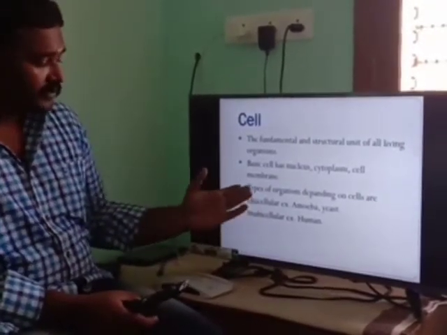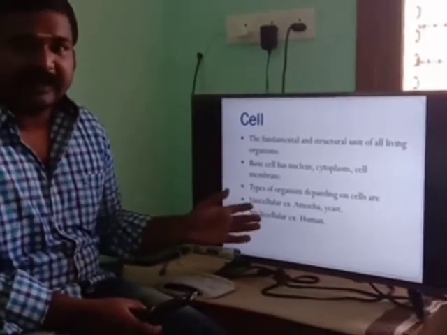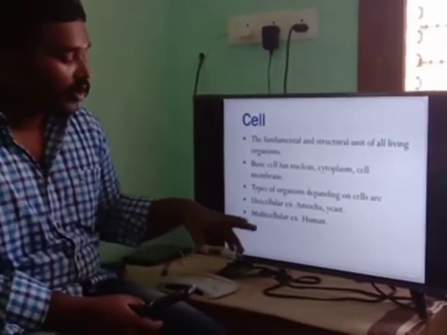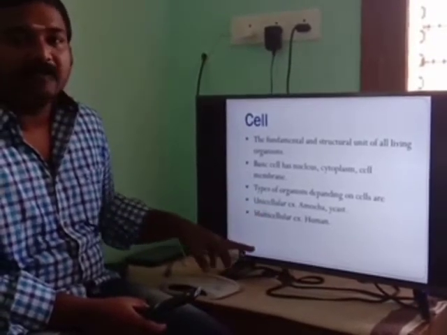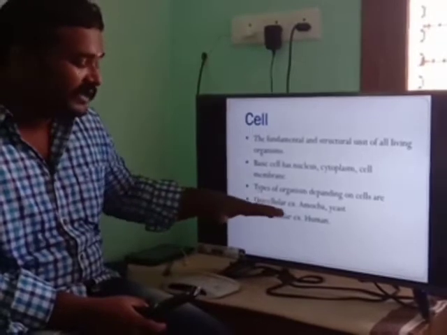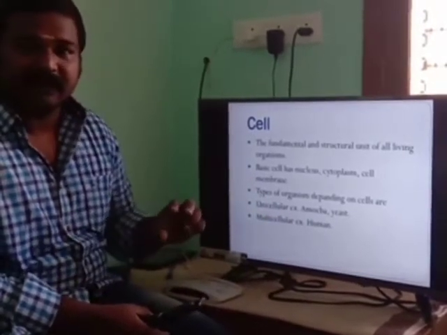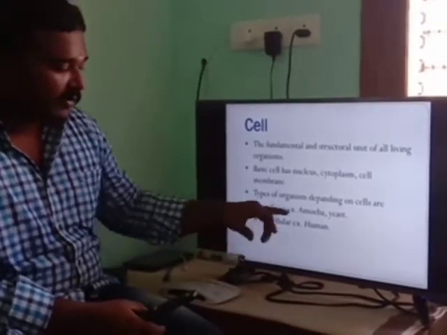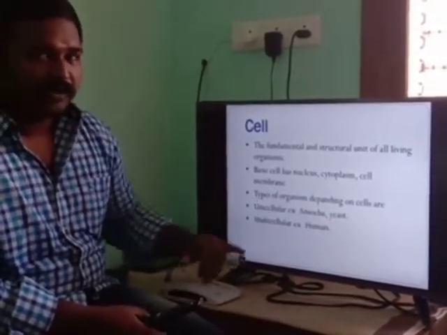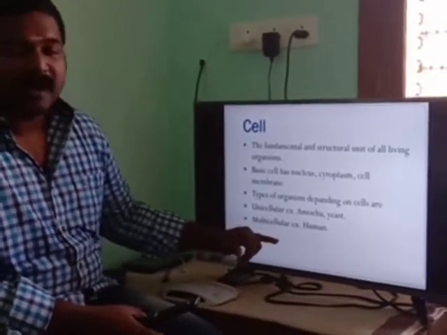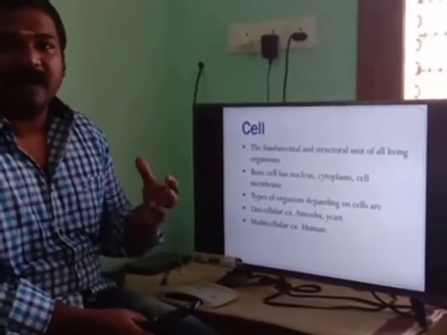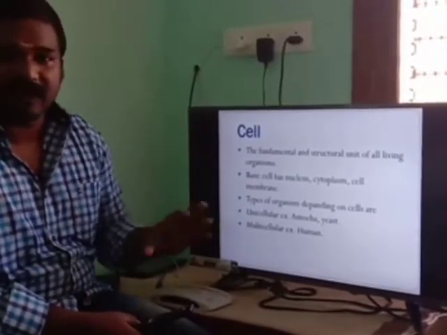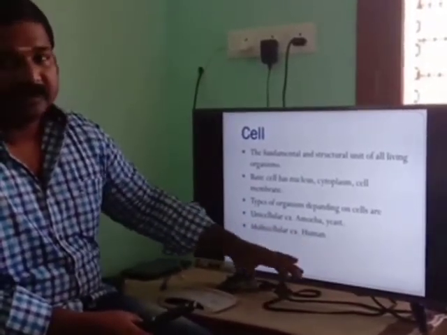Then depending upon the cells, organisms are differentiated into unicellular organisms and multicellular organisms. A unicellular organism is an organism which is made up of a single cell. Example, amoeba and yeast. A multicellular organism is made up of multiple cells, and the number may be different for each and every organism. Example is human.